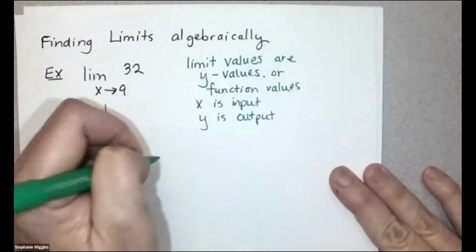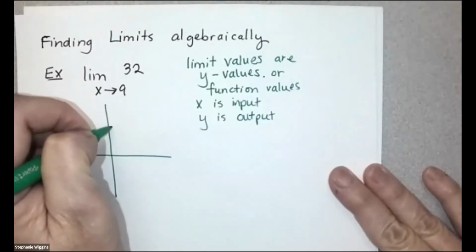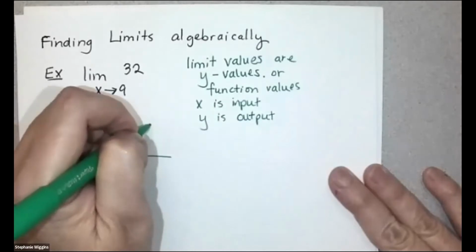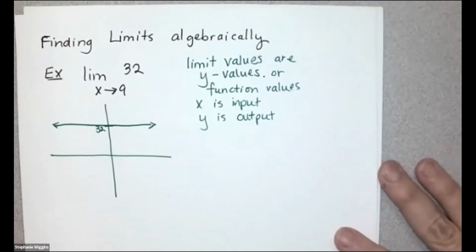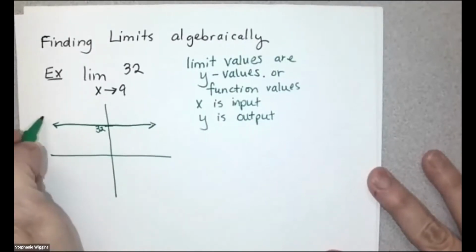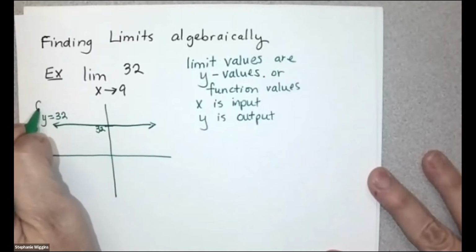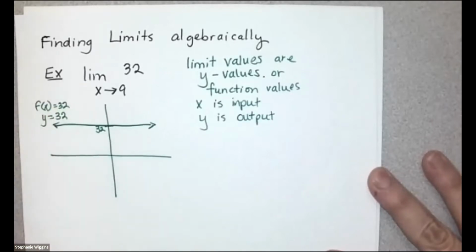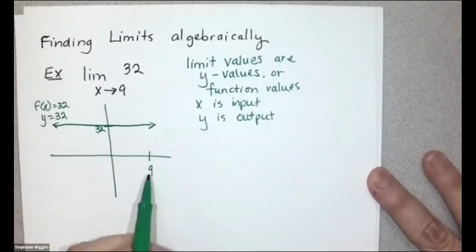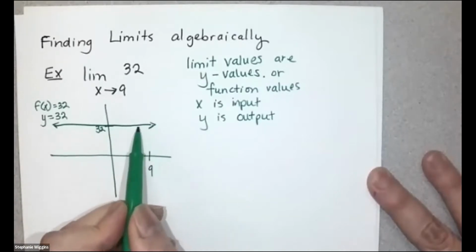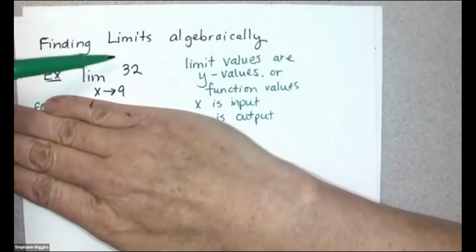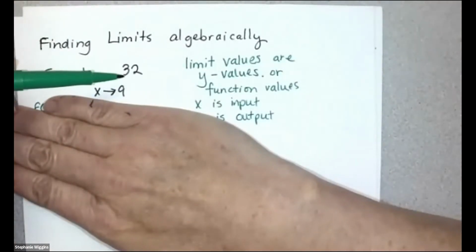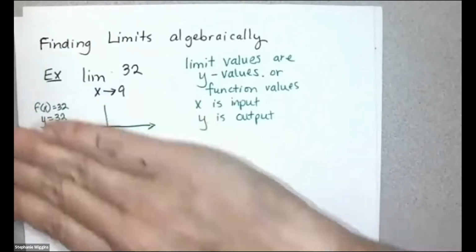So if I were to graph this function, here at the height of 32, it's just a horizontal line, right? We did this in our review last week when we were reviewing algebraic concepts. We can call it y equals 32 or f of x equals 32, however you want to write it. So basically, if x is getting closer and closer to 9, your function values are at 32. So without the help of this graph, you just have to remember that limit values are y values, and so 32 is your answer here.